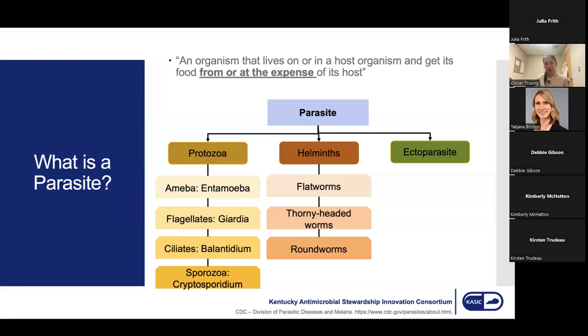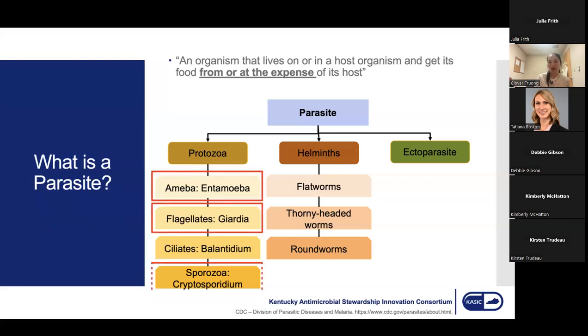Under the helminth section, it is classified into three different groups: flatworm, thorny-headed worm, and roundworm. And obviously the last category of parasite is ectoparasite. For today's purposes, we only focus on the protozoa, especially Entamoeba, Giardia, and Cryptosporidium, because they are some of the most common intestinal parasitic infections that you will come across in the United States.